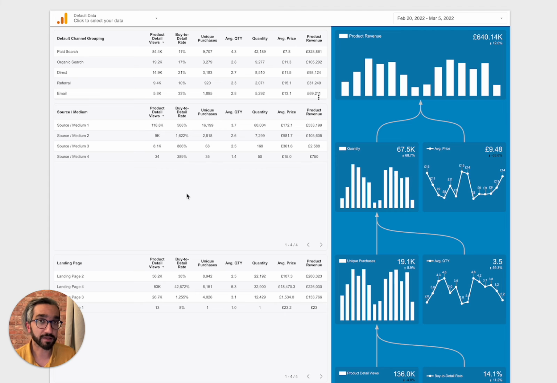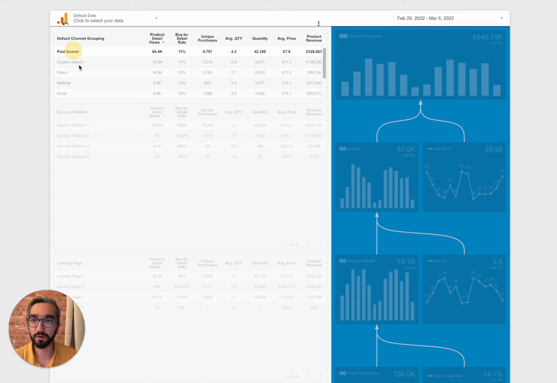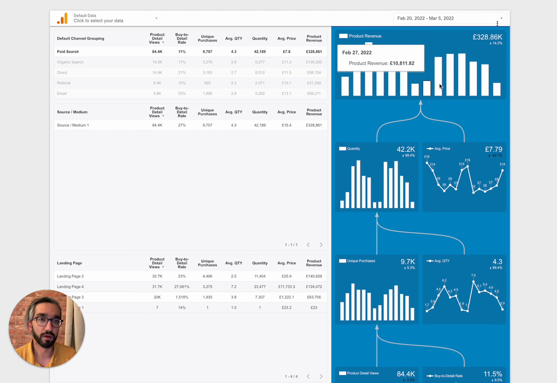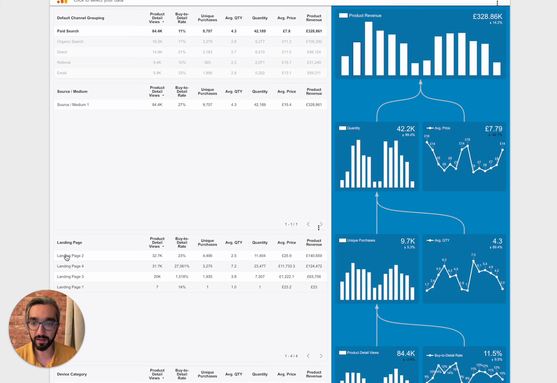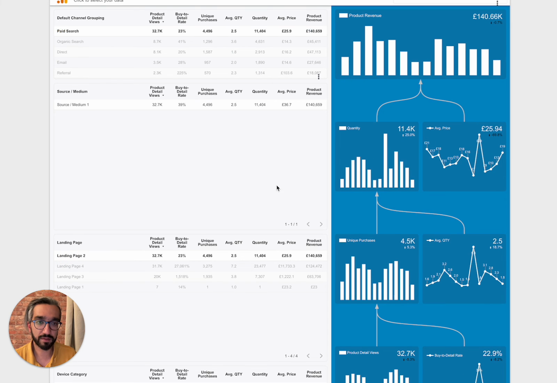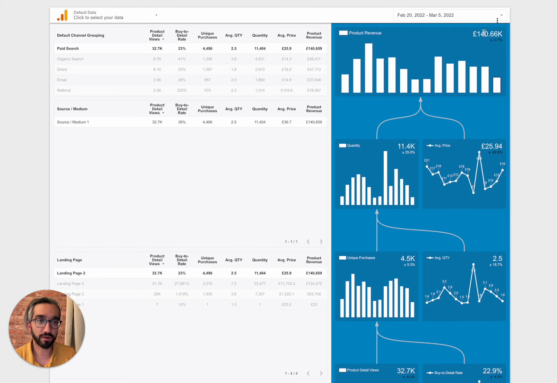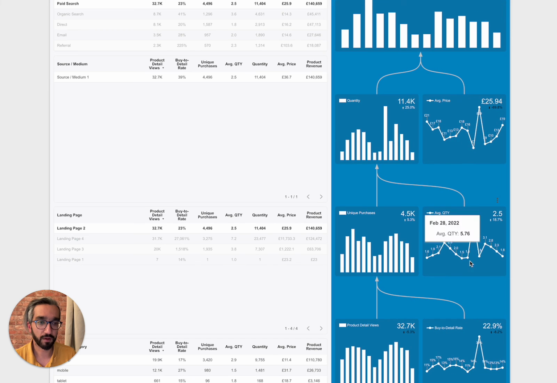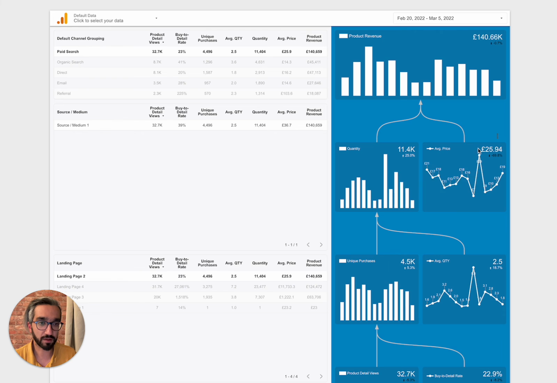Every table has a filter function. So if you click here, for example, you filter the whole page by only paid search. And these are the landers. If you click one lander, then you can see 140, which is here, revenue that comes from the last 14 days. And you can see the trend; look here, there is a peak. There should be something here.